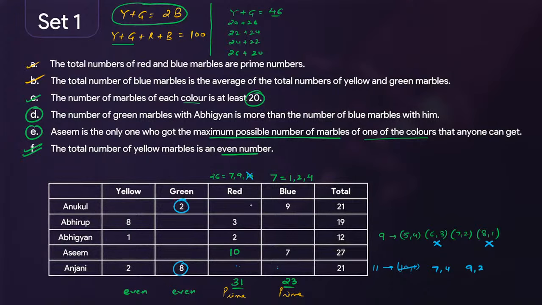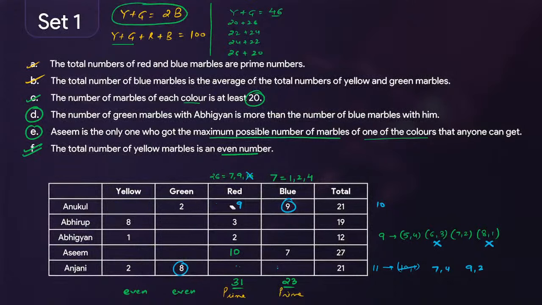Now for अनुकूल, here 9 plus 2 is 11. Total is 21. So remaining 10 marbles, right? Now how can I write 10 using 7 or 9? So I can write 7 and 3 here, or I can write 9 and 1 here. Can I write 1 here for Anukul? No, I cannot. Okay? So I'm checking for Anukul.